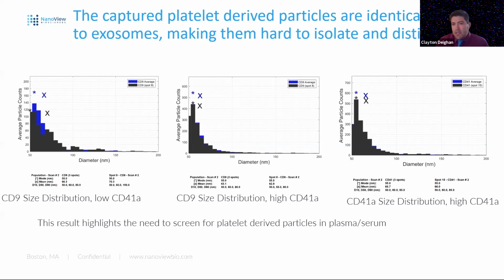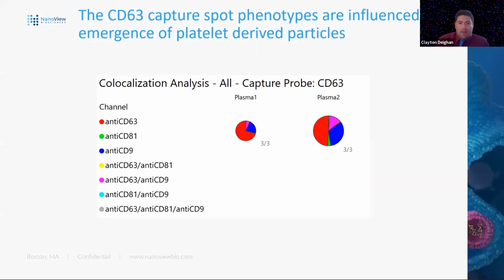serum samples, because in the case of plasma 2 here, the platelet-derived particles are contributing at least 50% of the vesicular signal. And we can see that shine through to us in an interesting way on the CD63 spot, actually, by using a colocalization analysis. So the pie charts here show how the phenotypes of those particles captured on the CD63 spot are broken up. And we see that in plasma 1, which has low platelet-derived microparticle expression, the vast majority of our CD63 captured particles only counterstain for CD63.